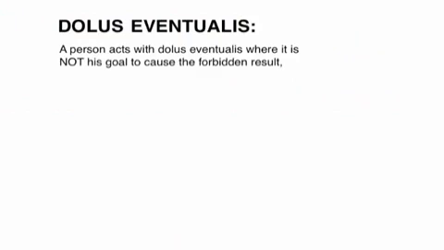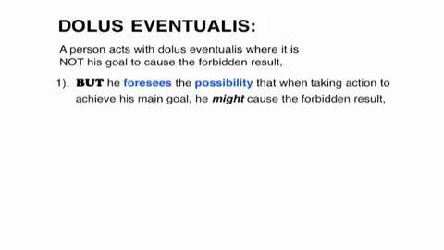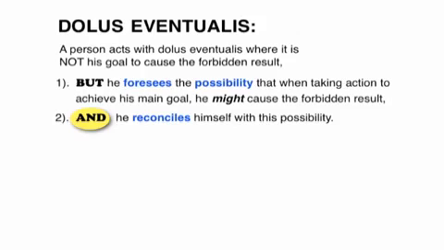Dolus eventualis. A person acts with dolus eventualis where it is not his goal to cause the forbidden result, but he foresees the possibility that when taking action to achieve his main goal, he might cause the forbidden result, and he reconciles himself with this possibility. Note, the examiners will look for the words highlighted in blue. Make sure you use these exact words when discussing dolus eventualis.